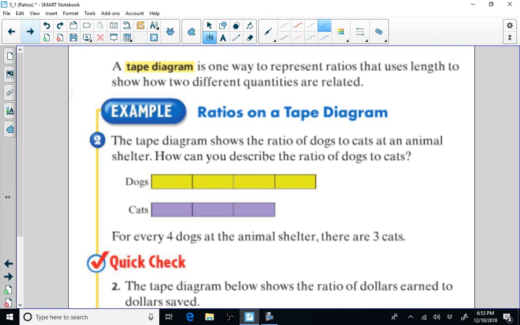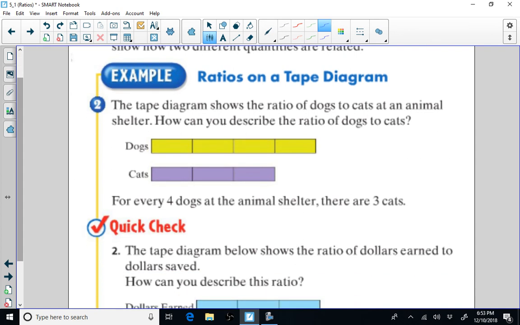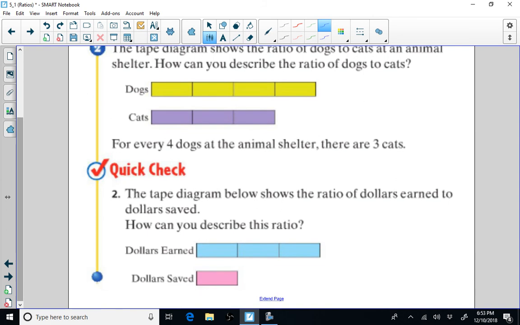All right, we started looking at tape diagrams here. Here's just another example of a tape diagram from a different textbook publisher, but rather easy. The tape diagram shows the ratio of dogs to cats at an animal shelter. We have a ratio of 4 to 3 based on the fact that my tape for the dog is 4 units long. My tape for the cats is 3 units long. For every 4 dogs at the shelter, there are 3 cats. That's what that would represent.